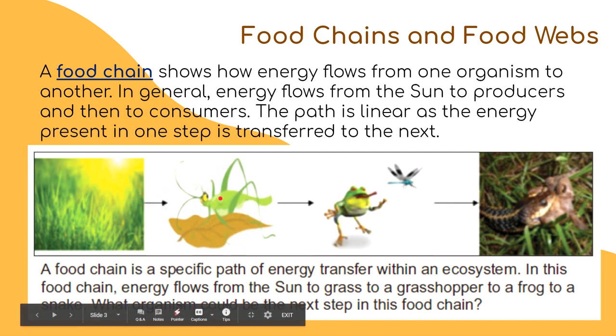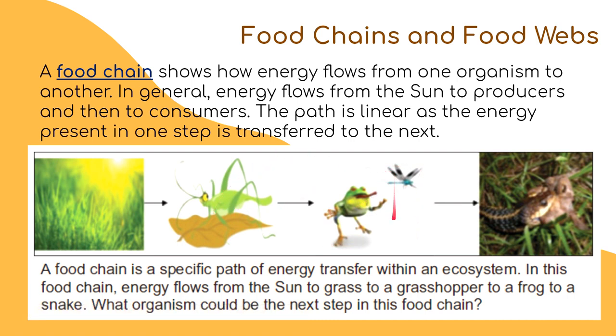Once those grasshoppers are eaten by the next consumer, such as your frog here, then the energy is transferred to the next organism, and your frogs are considered your secondary consumers. Once your frogs are eaten by the next organism, such as the snake here, then they are considered the tertiary consumers, and the energy is transferred to the snake.